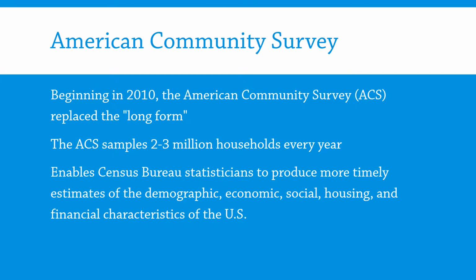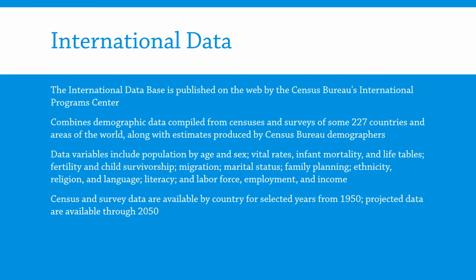So again, like I said, beginning in 2010, we have this American Community Survey, the ACS. It replaced the long form. It samples 2 to 3 million households a year, and this allows the Census Bureau, their statisticians, to produce more timely estimates of the demographics, economics, social, housing, and financial characteristics of the U.S. because oftentimes 10 years might be too long to wait. You don't want to not forecast or not identify a pending economic problem because you didn't have the data simply because it was not a census year. So this is one of the things that sort of takes care of that.